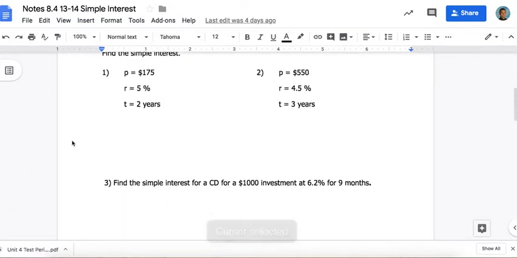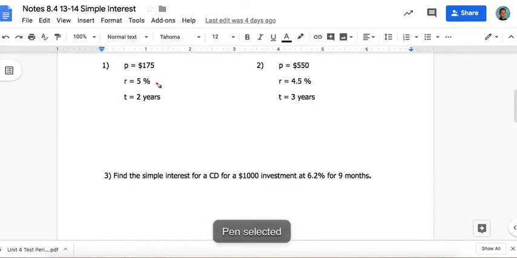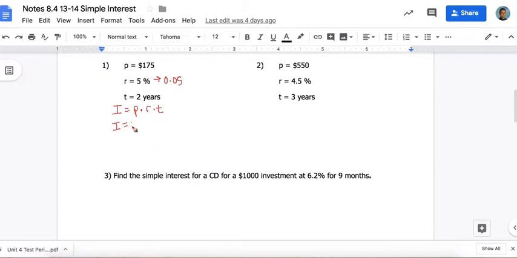Number one, the principal is $175. The rate is 5%, so we need to change that to a decimal by moving it 2 to the left. So it's 0.05. And then the time is 2 years. So the first step is to write the formula. I equals principal times rate times time. And now we're going to plug in the numbers. The principal is $175. The rate is 0.05, and the time is 2 years.